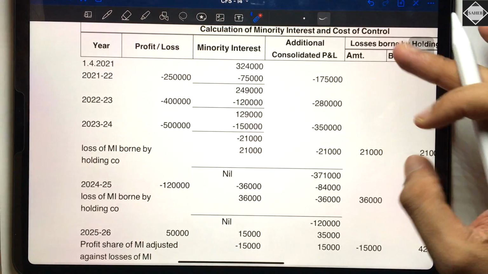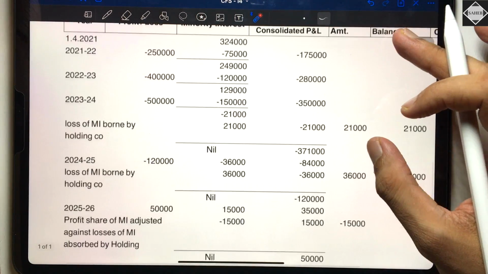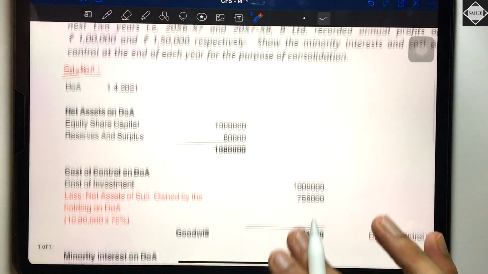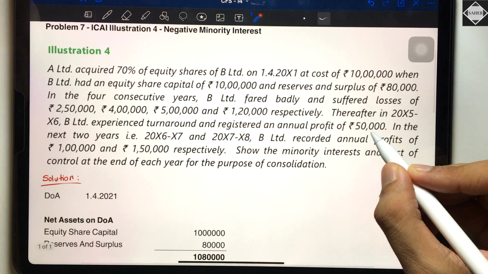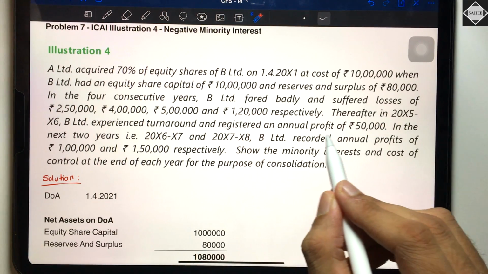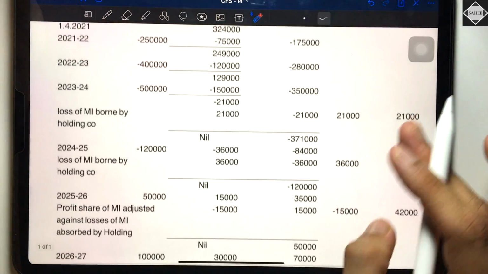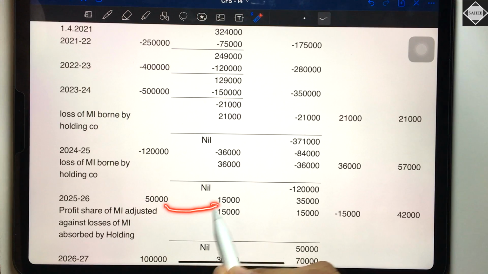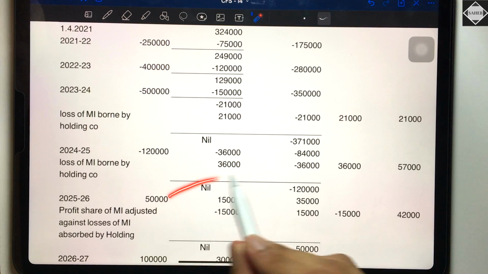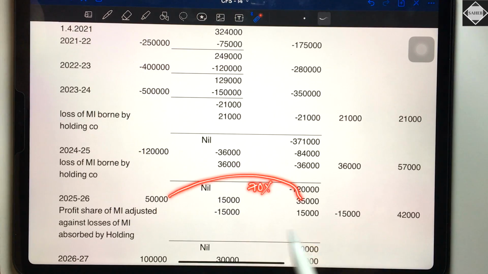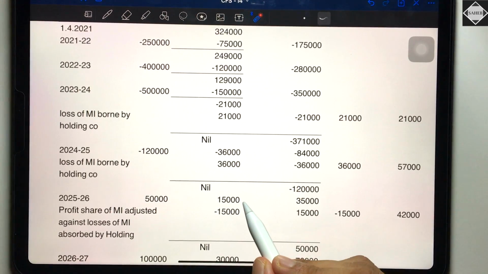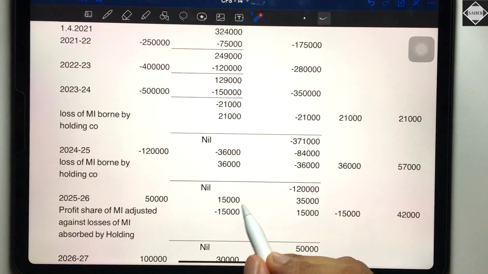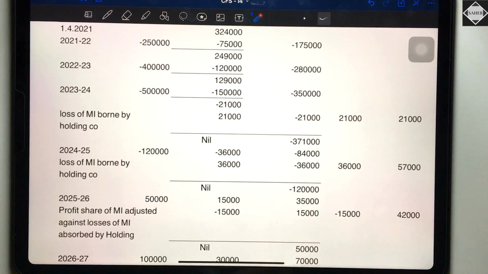So that's what happened. And then see the next year you have to move on. In the next year, 2025-26, here they are saying there is a profit of 50,000. Yeah, registered an annual profit of 50,000. So if there is a profit, then what will happen? In 2025-26, profit is there in the subsidiary company. Share of that you have to take 30%, that's 15,000, and then here 70% in the holding, that's 35,000. Now this profit will not be given to minority. No, this profit will be taken back. This profit will go to holding only. So again you have to make the minority nil.